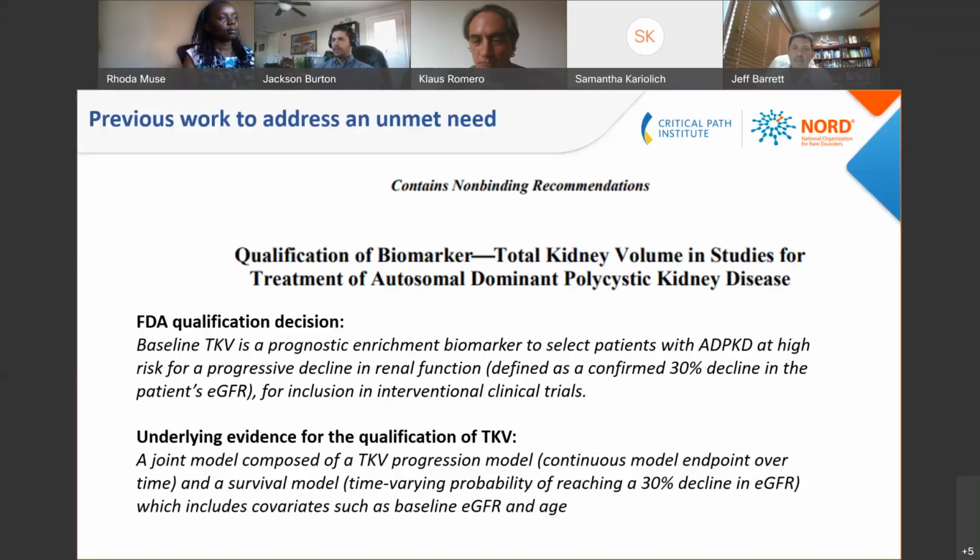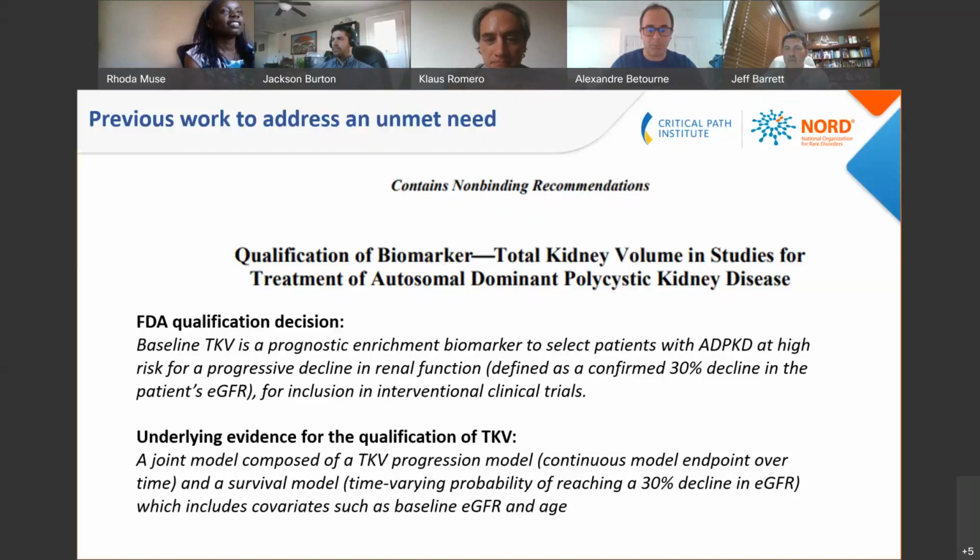Thanks, Jeff. I was going to say we have another question coming in, I think maybe for Rhoda. How does the method of TKV measurement affect the performance of the model? And is it valid only for ultrasounds or MRI? And the same question is also asked for EGFR, and they are also asking which equation was used.